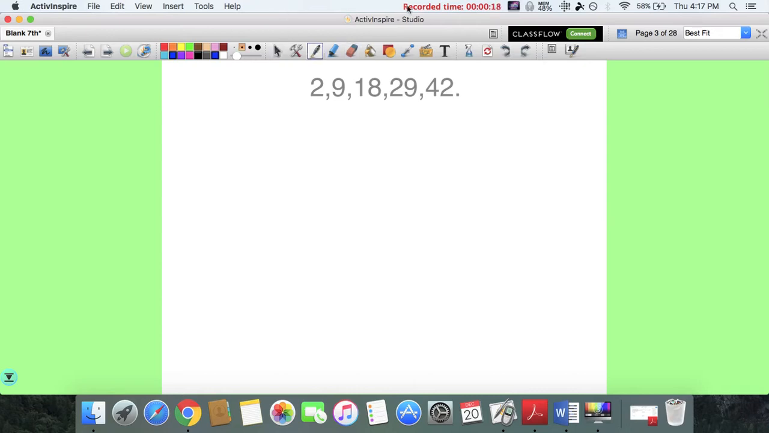And we want to find the nth term of this quadratic sequence, right? So the first thing we have to do is find the first difference. That's 7. That's 9. Looks like this is going to be 11. And that's 13. Well, it tells me that's not linear. And if I take the second difference, I get 2, 2, 2. So now I know that this is a quadratic sequence.